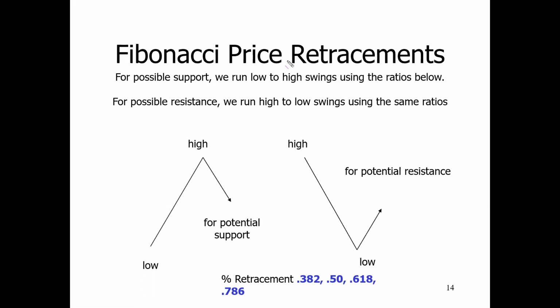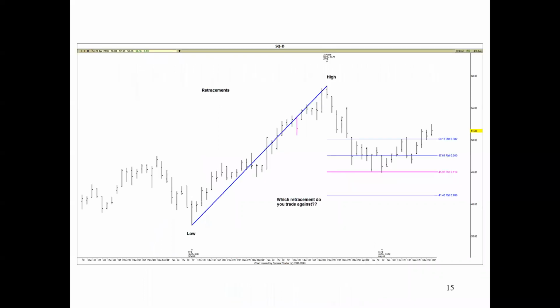Here, Fibonacci price retracements, most of you would be familiar with. This is where for possible support, I'm running low to high swings using the ratios below, or for possible resistance, I'm running high to low swings using the same ratios. So again, here, measure a low to a high, run the retracements using these ratios: 382, 50%, 618, 786 for possible support, or you're running a high to a low and you're using the same ratios and looking for possible resistance. So let's look at a couple of examples so you know what I'm talking about.